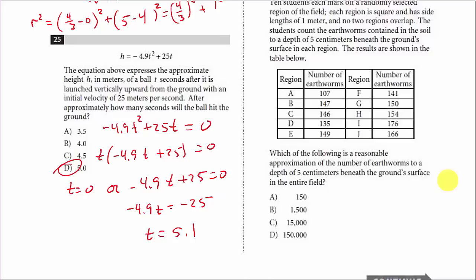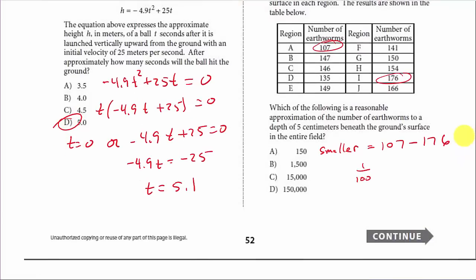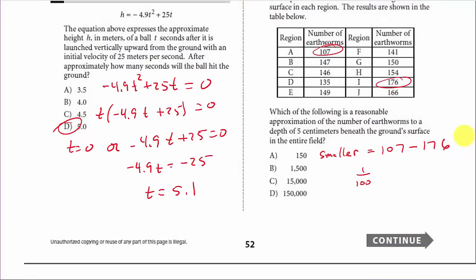All right. So let's look and see what we've got. I think what we do here is we just look at the smallest and largest value. So let's look at the smallest, and there's the largest. So for the smaller regions, the count is 107 to 176. Now remember, this only counts for 1/100, because that's what a smaller region is, because the field is 10 by 10 meters.